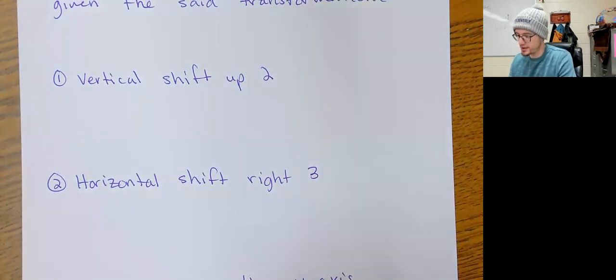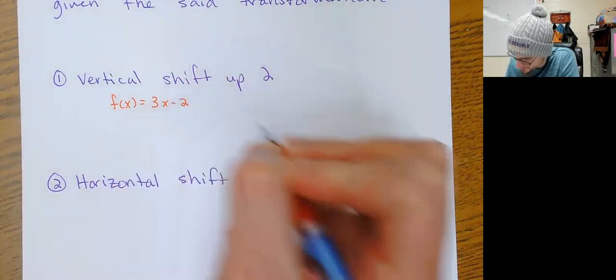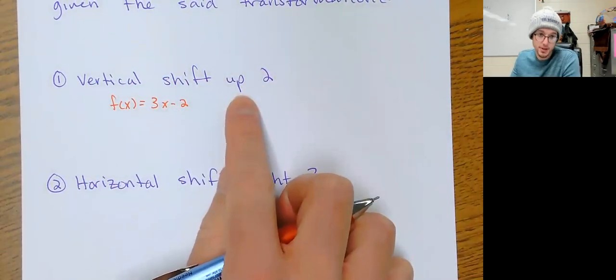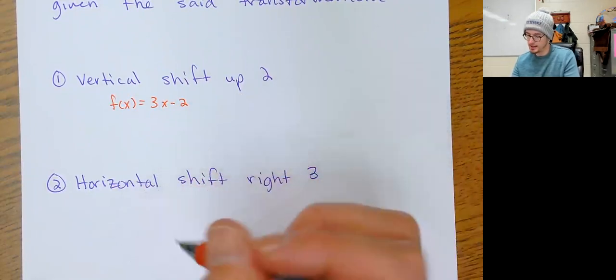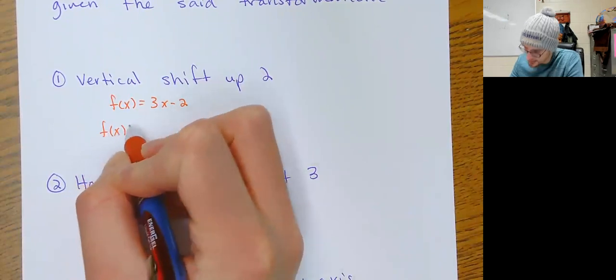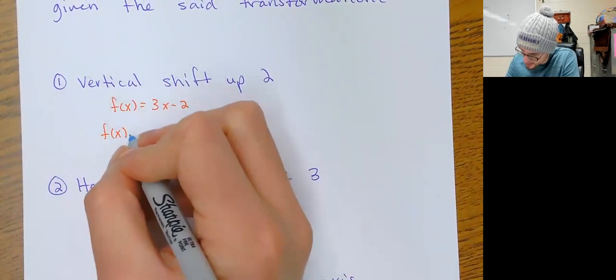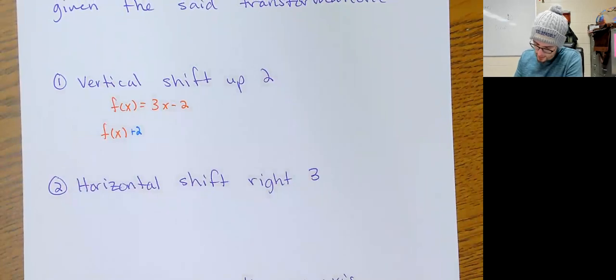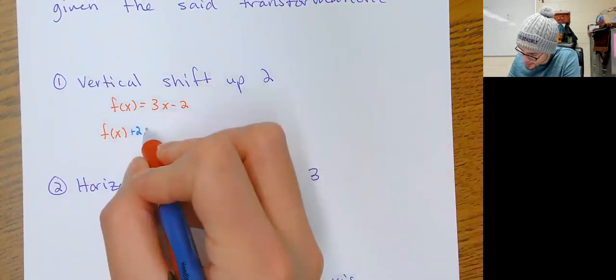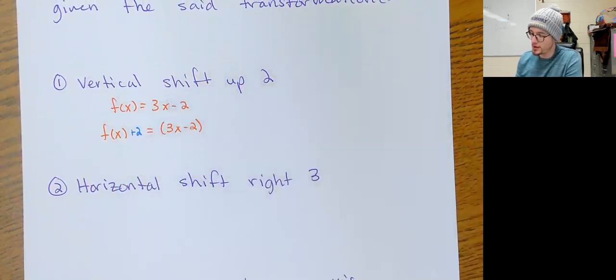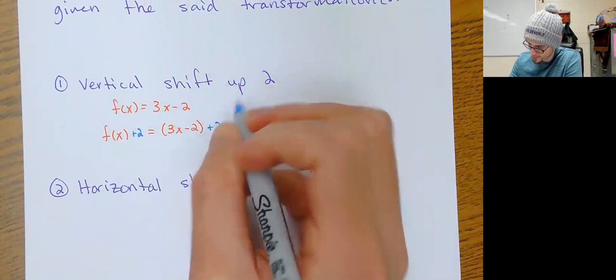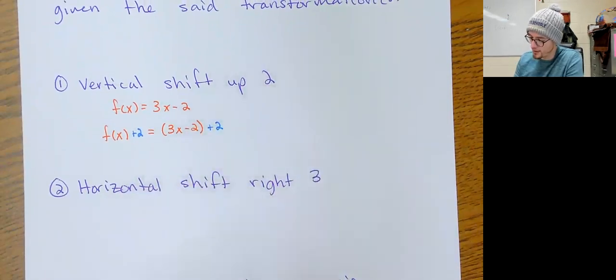So we're going to start with f of x equals 3x minus 2. We're going to do vertical shift up 2. That's the same as translating vertical shift up 2. And what that means is we are going to add 2 to the entire function. So I'm going to put the entire function in parentheses, and we are going to add 2 to it. Our new function is going to be g of x.